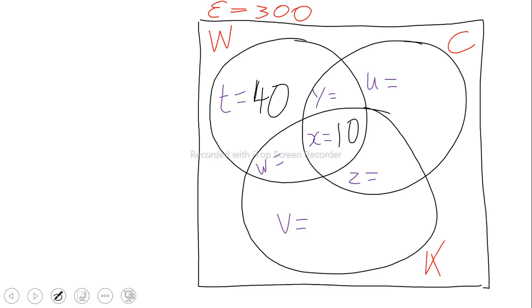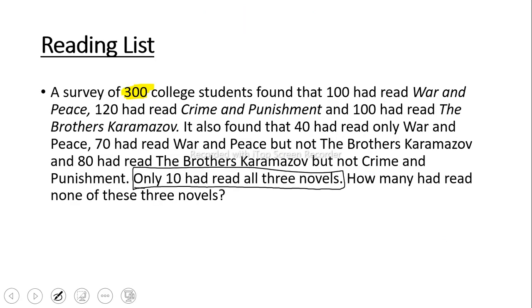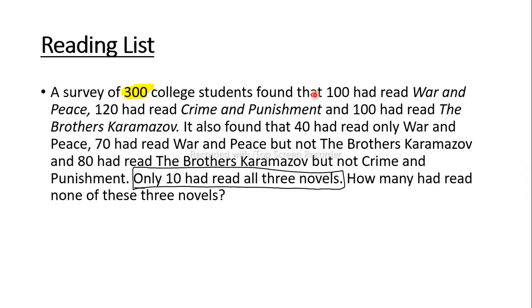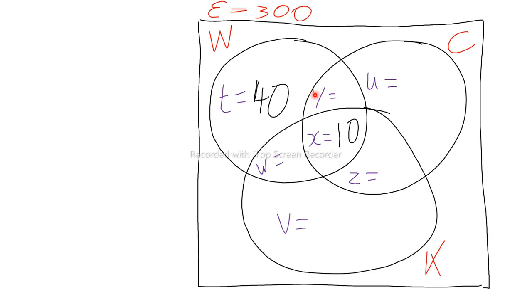But we can start with they said that 70 had read War and Peace, but not The Brothers Karamazov. So this is a good place to start. So let's think about it. War and Peace, but not the Brothers Karamazov. So War and Peace is here. This is War and Peace. The whole thing is War and Peace though. But they didn't read the brothers.